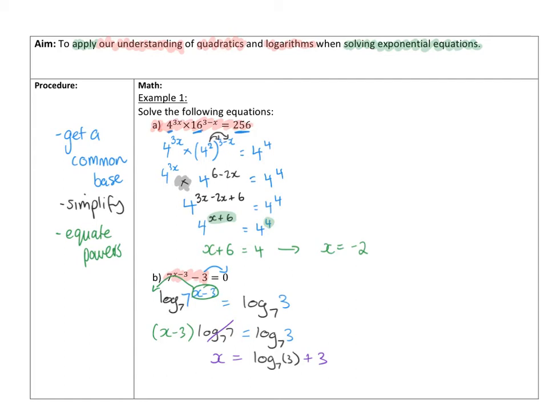The big difference to note with questions like this, where they don't have a common base, is that it's really quite important we know that we can use logs to solve them. So we might just flag it here: where there's no common base, use logs.